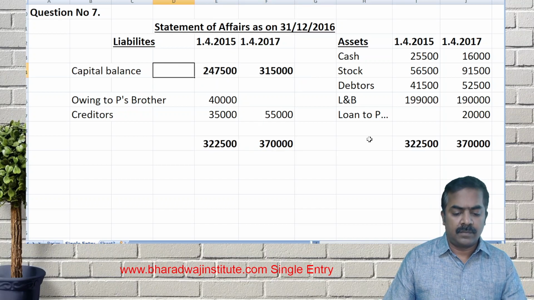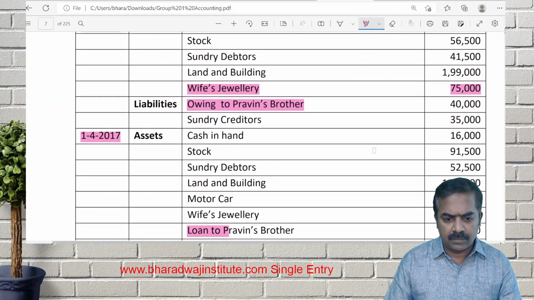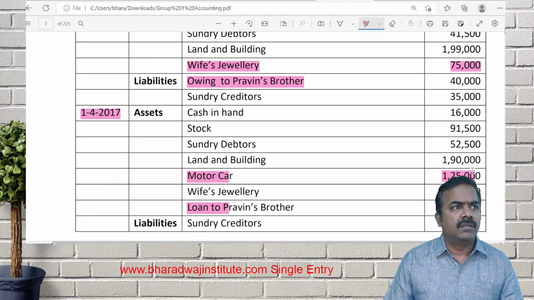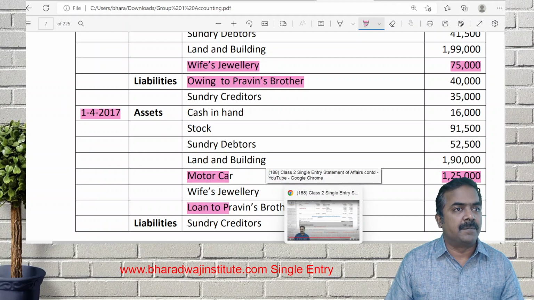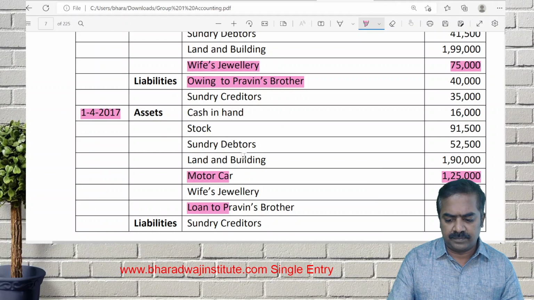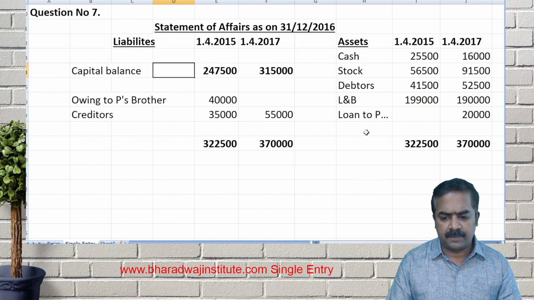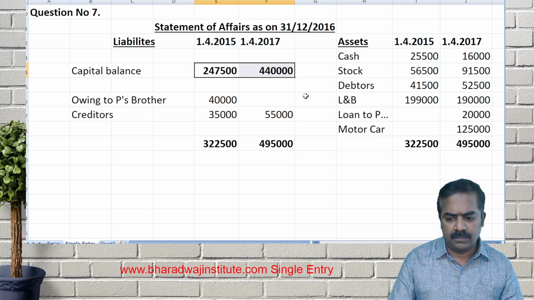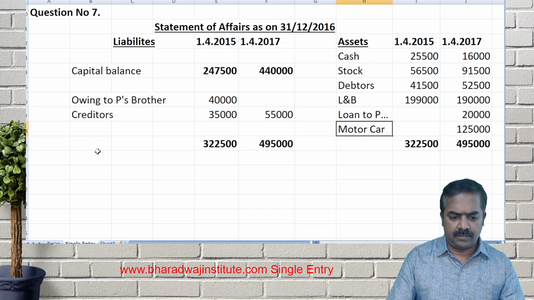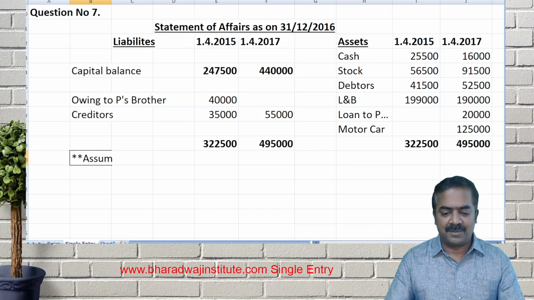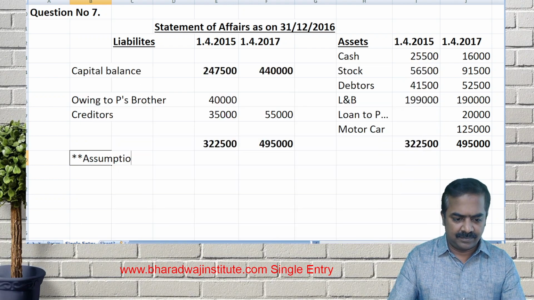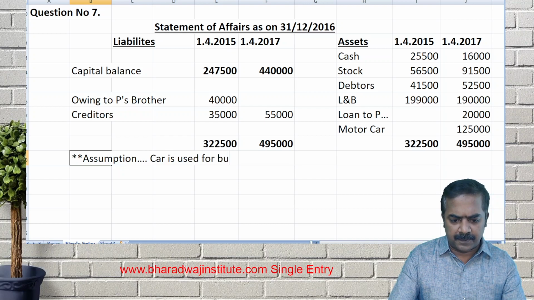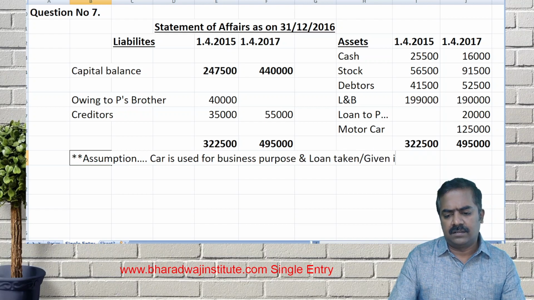Asset side. Motor car. What shall we assume? Business purpose or personal purpose? Car was purchased for business purpose or personal purpose? If business purpose, then you can include it. We can assume that it is taken for business purpose. How much is the motor car? 90. Assumption, car is used for business purpose. And loan taken or given for business purpose.